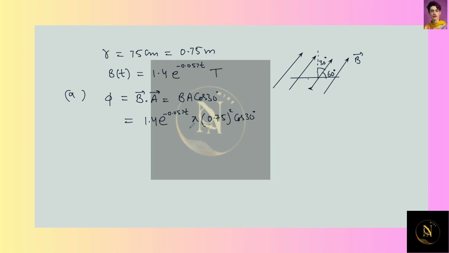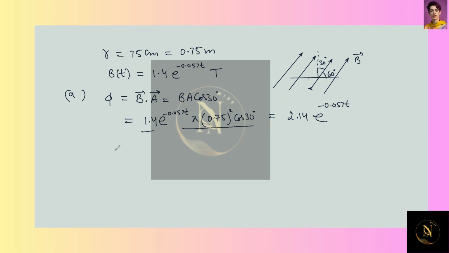When we calculate all these values and multiply them with 1.4, we get 2.14 multiplied by e raised to the power minus 0.057 t. So this is the expression for the magnetic flux linked with the loop in terms of time.